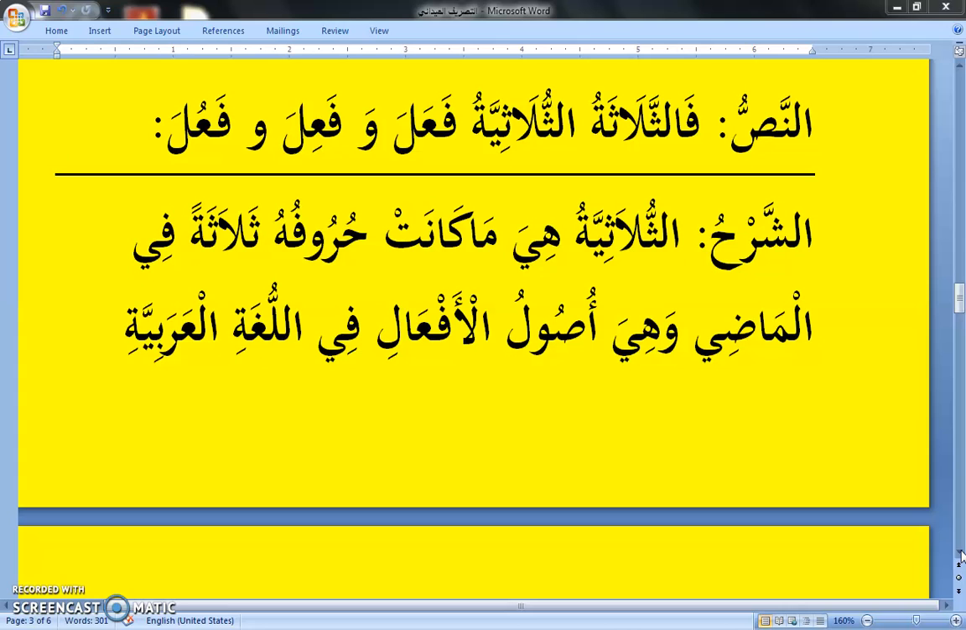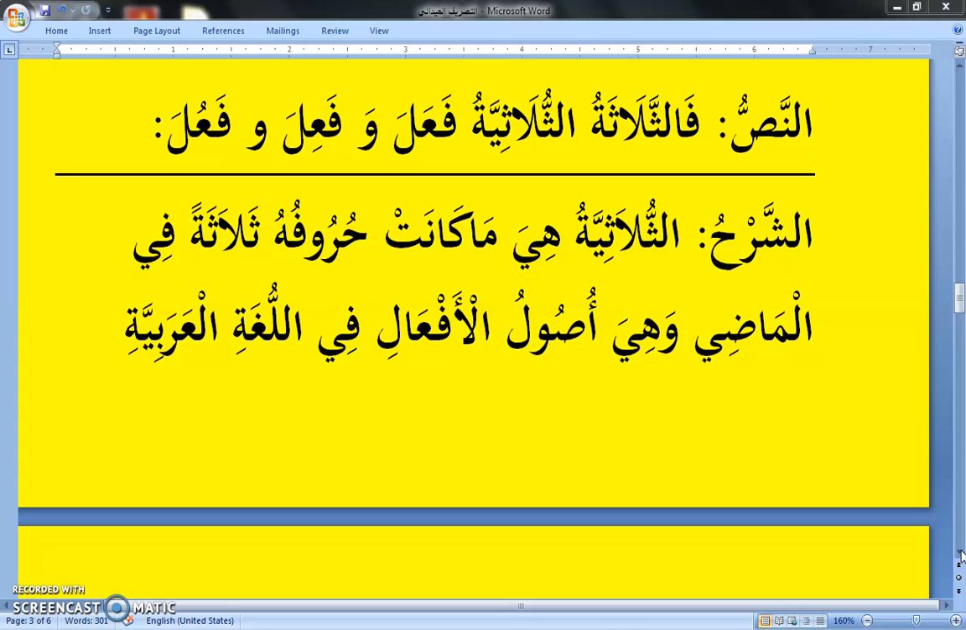Al-mujarrad thulathi, the basic three-letter verb, by looking at it from the angle of Madi, not Mudaro. If we are to look at it from the angle of Mudaro, they are 6 in number. Fa'ala yaf'alu, fa'ala yaf'ilu, fa'ala yaf'ul. Then we have fa'ila yaf'ilu, fa'ila yaf'alu, then fa'ula yaf'ul.